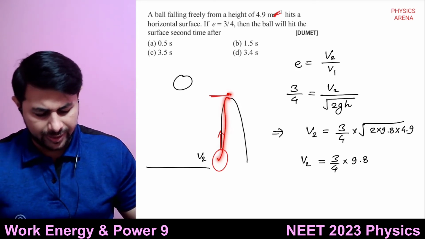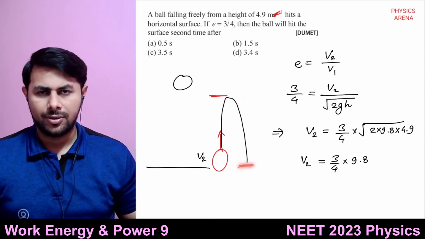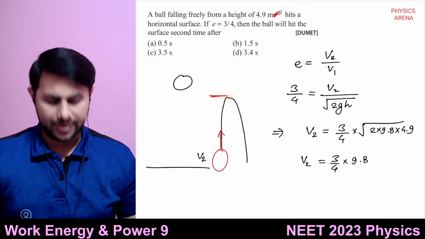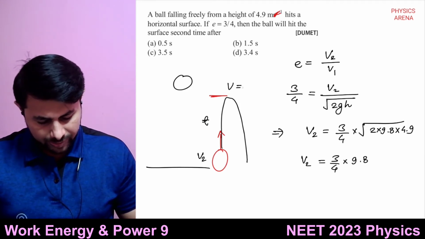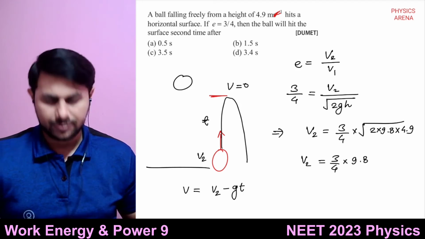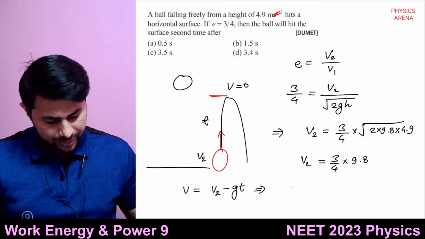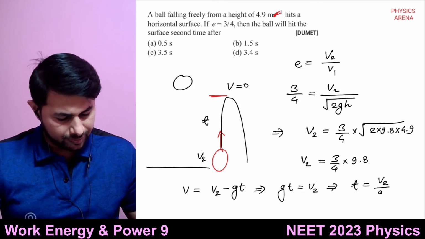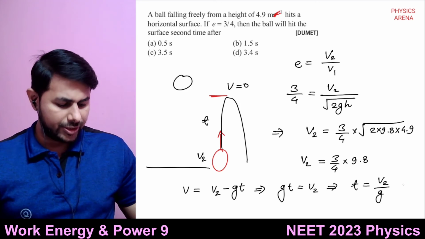So again it will reach some height and stop. Again it will come back and fall on ground with the same velocity as that of v2. So it goes till this height in some time t. What happens at that height is velocity becomes 0. So v is equal to v2 minus gt, right? So put v equals 0 over here. So we get g times t is equal to v2, and therefore t is equal to v2 divided by g. So this is equal to 3 by 4, because v2 is equal to 3 by 4 times g.